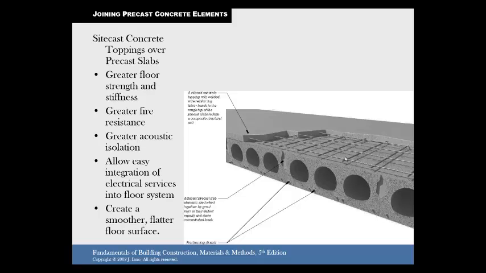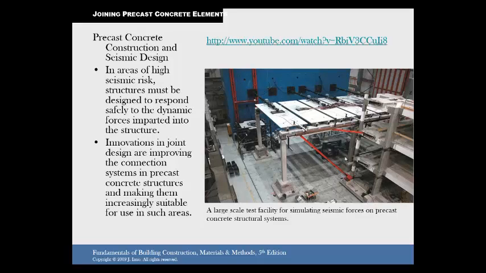And as it says in the notes, it increases the fire resistance, the stiffness, because you're actually adding something solid over the whole thing. Increases the acoustic isolation. So with precast concrete construction and seismic design, you would think it would start shaking and everything would fall apart. You have to think of that a lot, especially in areas of high risk. And even here with the windstorm, you've got to worry about things blowing. I mean, wind can blow even concrete if it's not glued down.